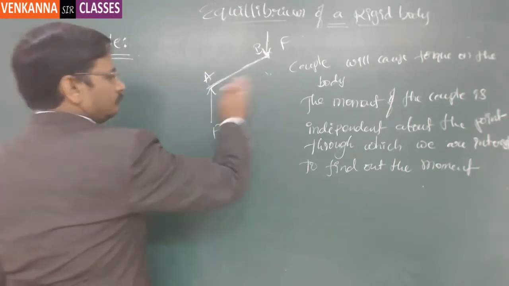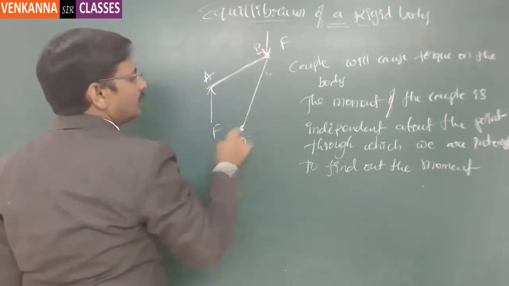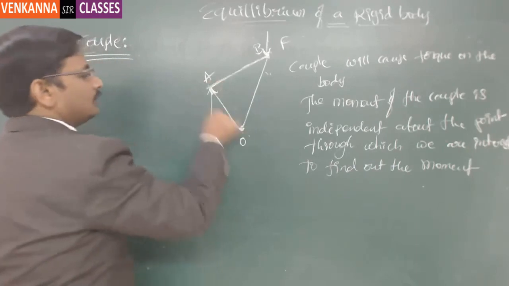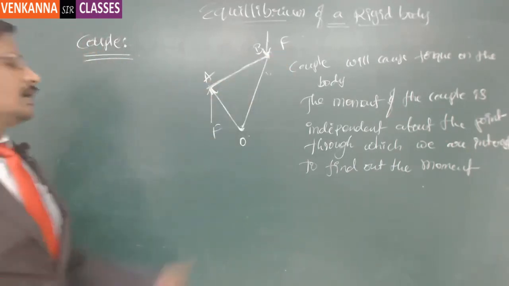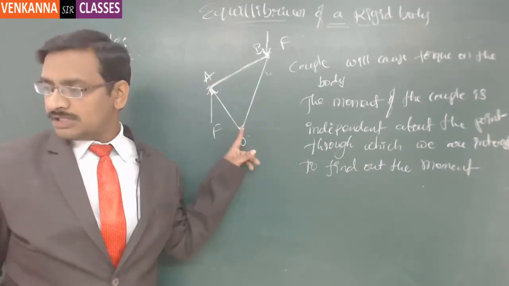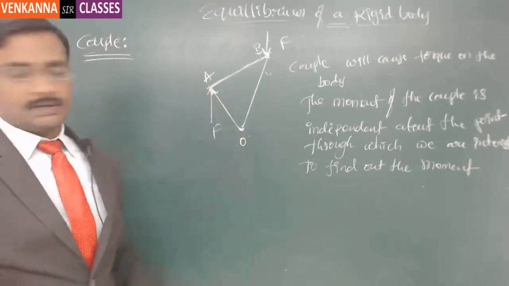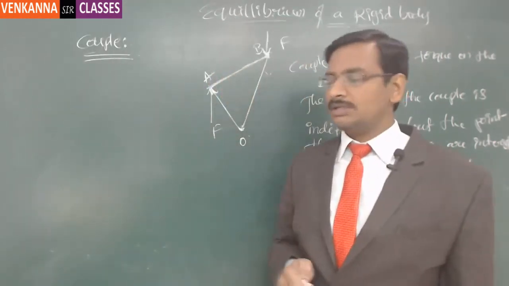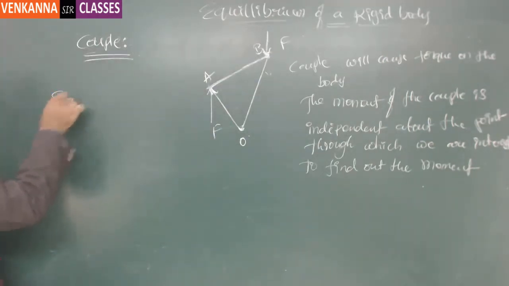Now take this point O, and this is the OA vector and this is the OB vector. Now we want to calculate the moment of the force about this particular point O. While calculating moments, there is one more important thing: you need to understand the sign convention of the moments.